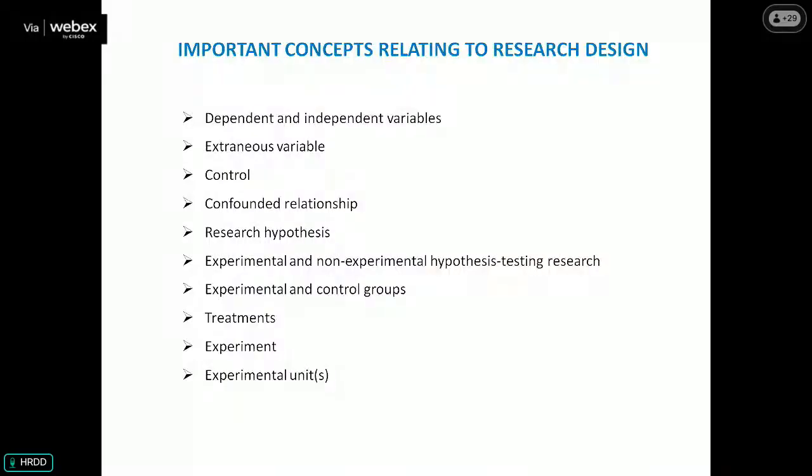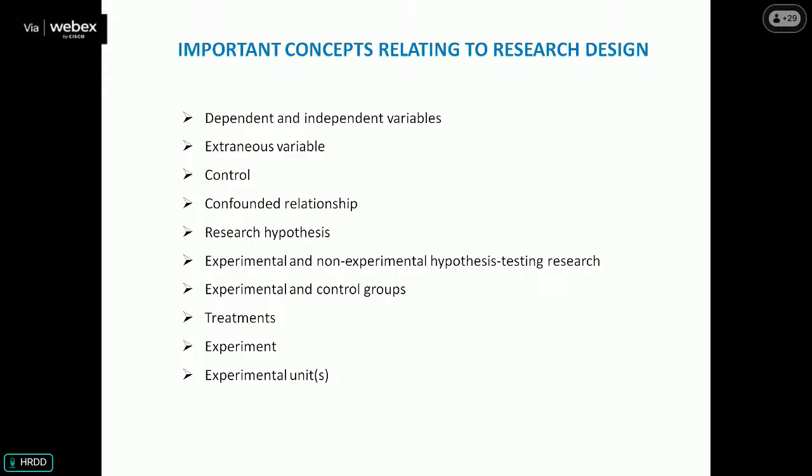Okay, socio-economic factors affect the voter, but there is no experiment you are doing. But in case you do an experiment, that is experimental hypothesis testing. So this is that one. Socio-economic factor was a non-experimental hypothesis testing. Experimental and control groups. If you understand control, we will understand what is control group and what is experimental group. Treatments, experiment and experimental unit.